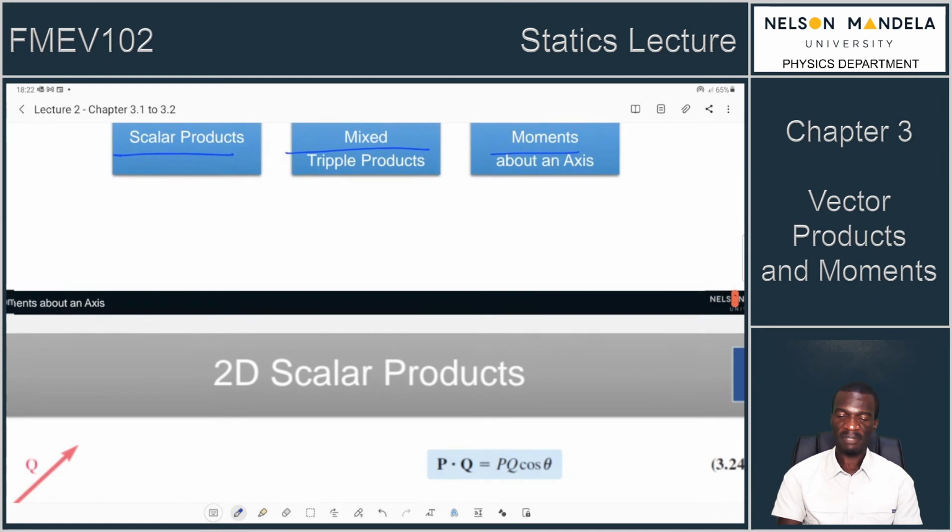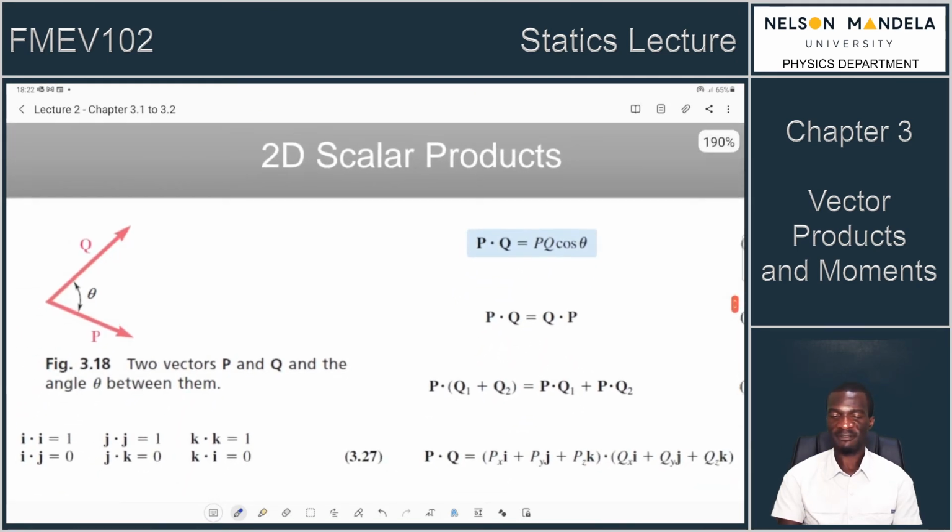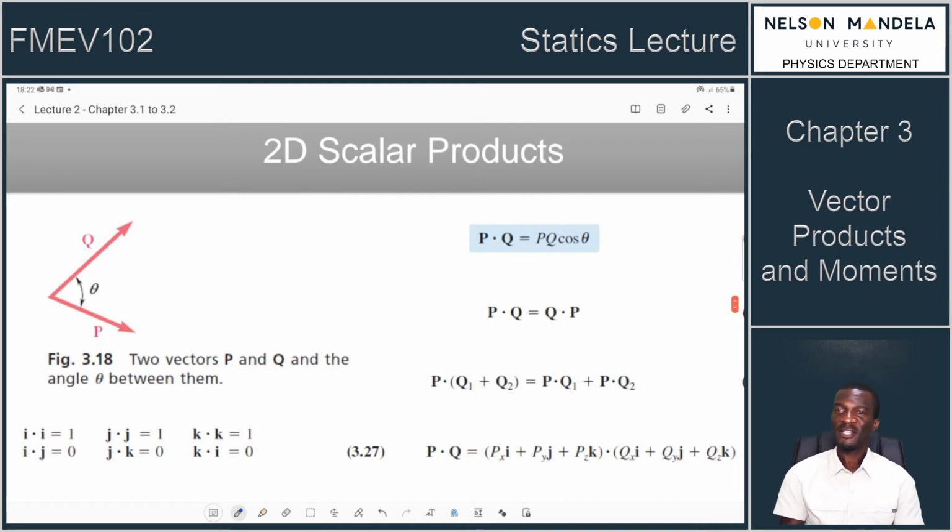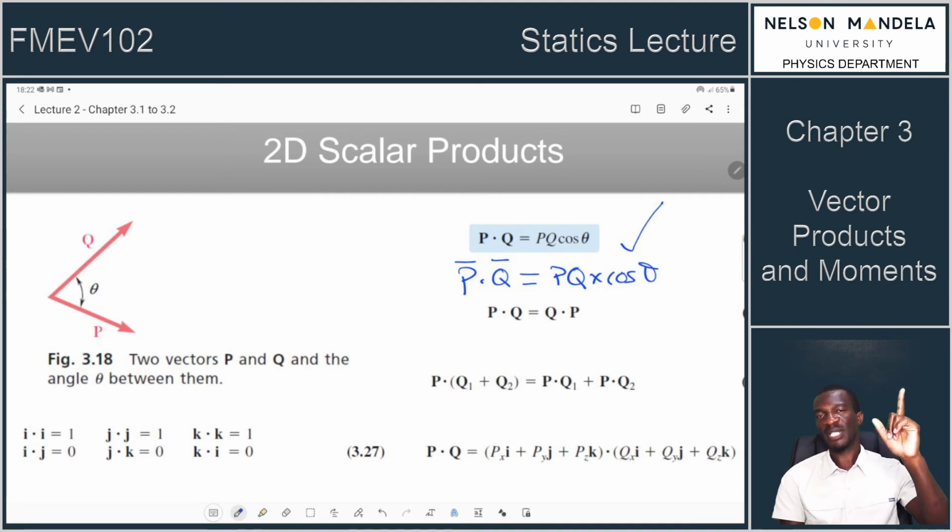So this section simply introduces the first part, which is scalar products. You have done this before. Figure 3.18 is an example of 2 vectors P and Q, and this principle simply states that there is an angle theta between those 2, and you can define the scalar product using that equation, which simply says P dot Q, that's the dot product, is simply equal to the magnitudes P Q multiplied by the cosine of the angle between them. With the vector product we were using the sine; this time we're using the cosine.